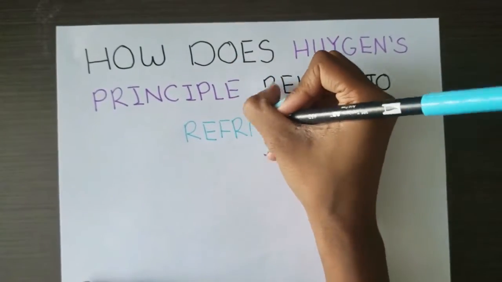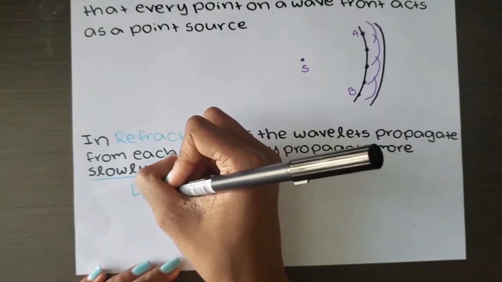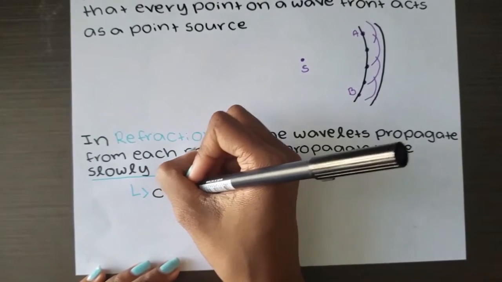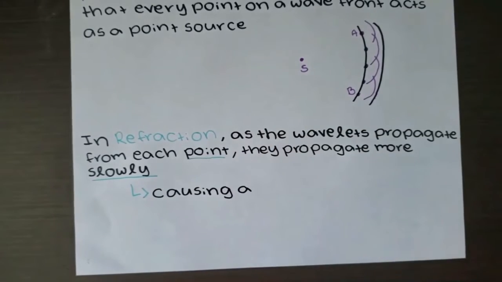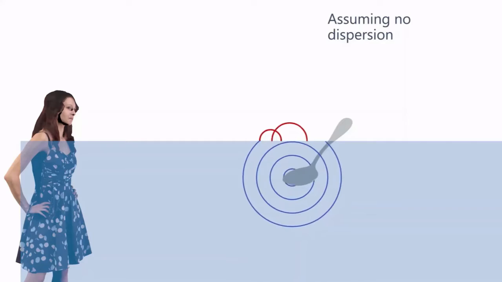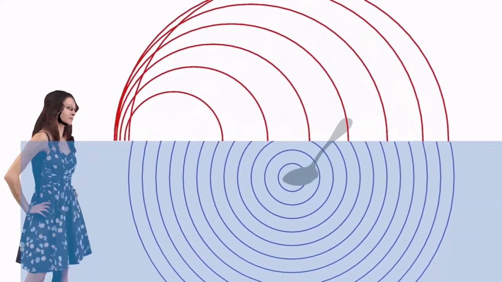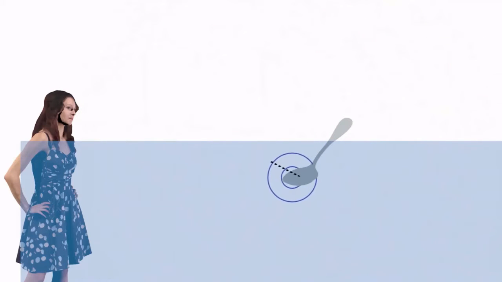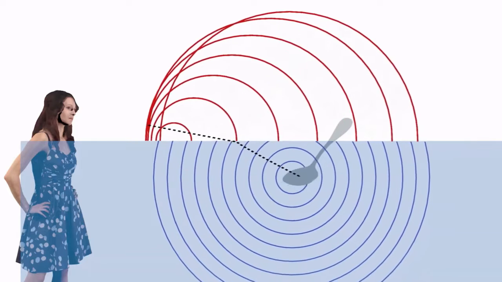How does Huygens' principle relate to refraction? We have to remember that Huygens' principle states that every point on a wavefront acts as a point source. In refraction, as the wavelets propagate from each point, they propagate more slowly, causing a bend. This effect is apparent when you put a spoon in a glass of water. Since light is traveling on the fastest path, it comes in at an angle, causing a bend in the wavelength.